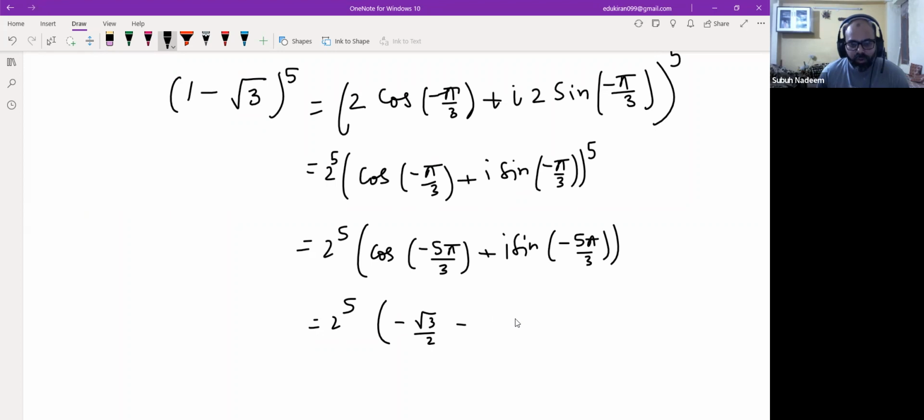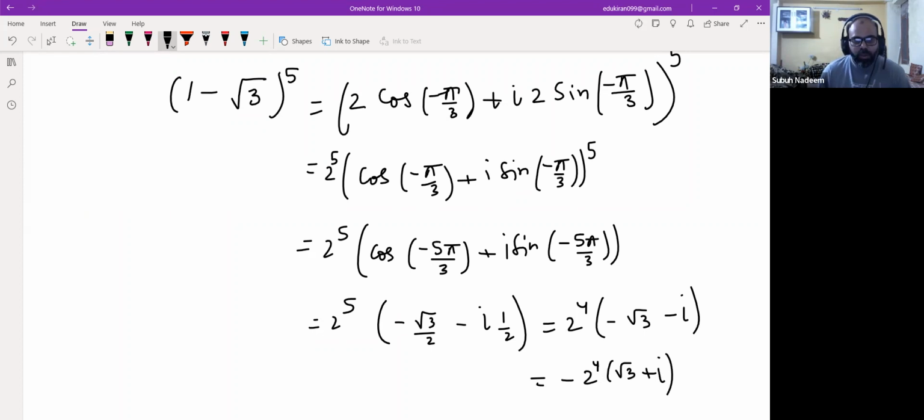Minus will be absorbed. So cos 300 is cos 60, half. And this will become minus iota sine 300 degree, sine 300 is minus root 3 by 2. So this will be 2 to the power 4, 1 minus iota root 3. So this will be the final result. If you would have multiplied 1 minus iota root 3 five times, it would have taken much time. By converting it into the polar form and applying de Moivre's theorem, you can get this result.